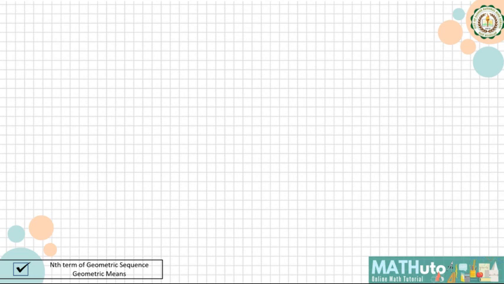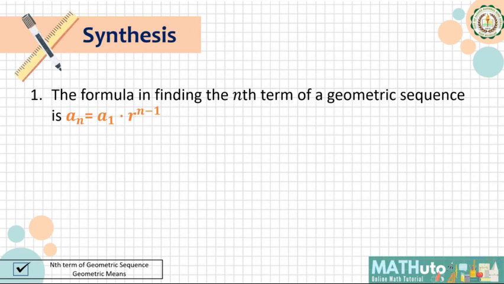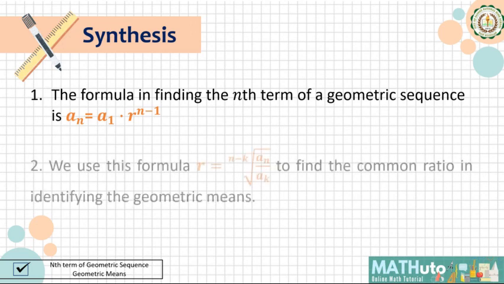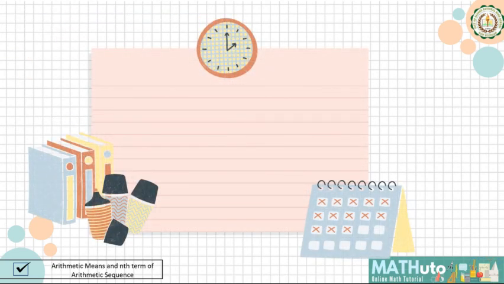So with that, let us synthesize our lesson for today. The formula in finding the nth term of a geometric sequence is given by a sub n is equal to a sub 1 times r raised to n minus 1. And we use this formula, r is equal to the (n minus k)th root of a sub n over a sub k, to find the common ratio in identifying the geometric means. With these examples, I know that you are ready to answer your module.